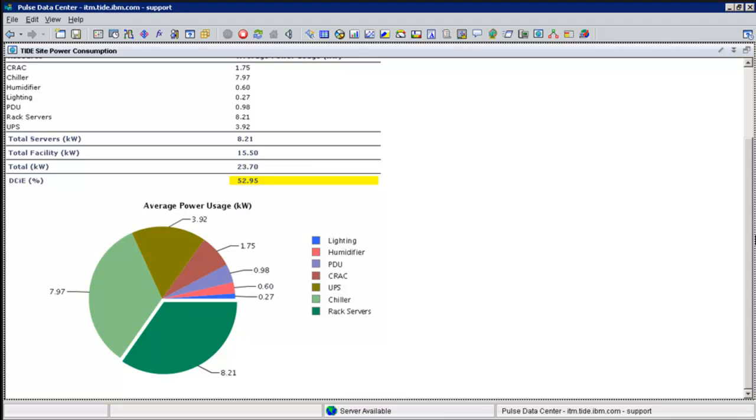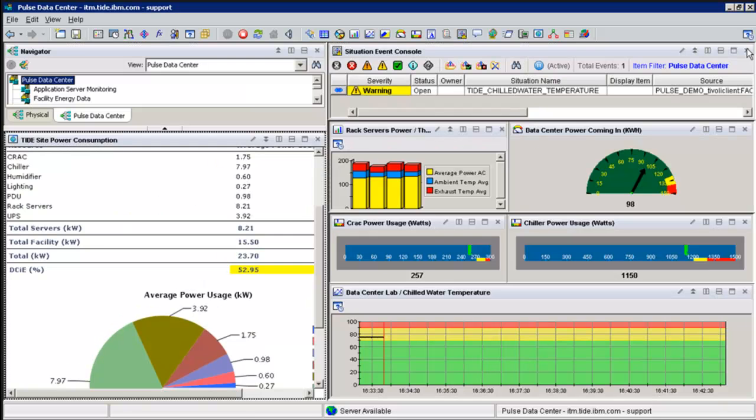Here you can see that we're running at about 53%. Having a benchmark like this helps us to compare the efficiency of multiple data centers and to see the impact of actions you take to improve efficiency. IBM is unique in the industry in delivery of these reports. And last, financial accountability is now possible across the enterprise armed with the energy data and reports.